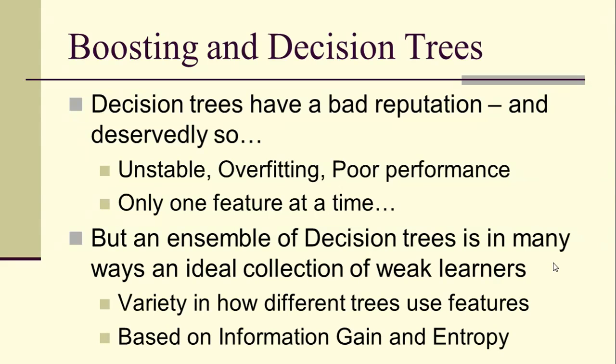But what about an ensemble of decision trees? In many ways, it's an ideal collection of weak learners. Because it only uses one feature at a time at each node, there is huge variety in how different trees use the features. And it's based on information gain and entropy, so in some sense it's a weak learner that's discovered the most information that it can given the limited scenario that it has to work with.